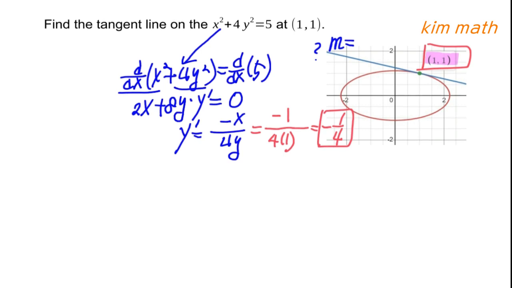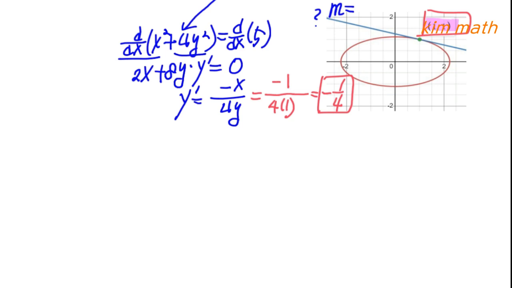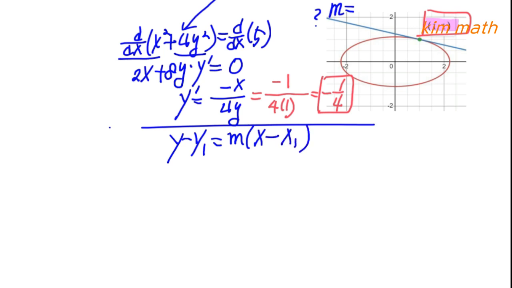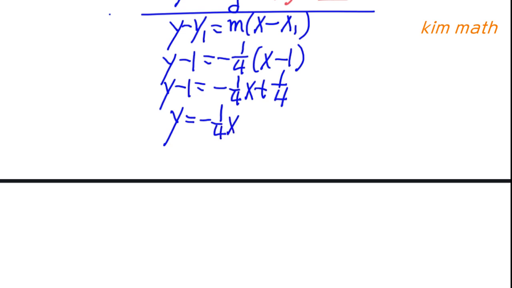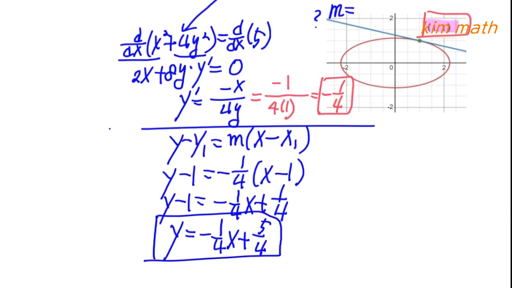Okay, so you have the slope and you have the point on the graph. So you can use y minus y1 equals m times x minus x1, right? Point-slope form. So y minus 1 equals negative 1 over 4 times x minus 1. Okay? Or y minus 1 equals negative 1 over 4 x plus 1 over 4. If you add 1, y equals negative 1/4 x plus 5 over 4. Okay? So this equation is the equation of this line.